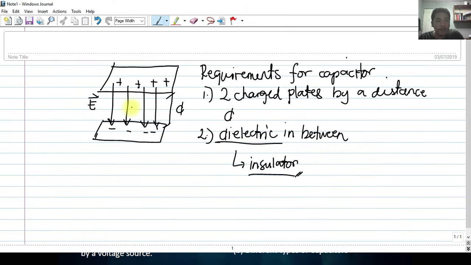In between the plates, in this example, it can be air or free space. Air is a good dielectric. But in common capacitors, the dielectrics are typically paper, Teflon, or rubber. Again, for a capacitor, we must have two charged plates separated by a distance d, and in between them there is a dielectric. That's a requirement for a capacitor.